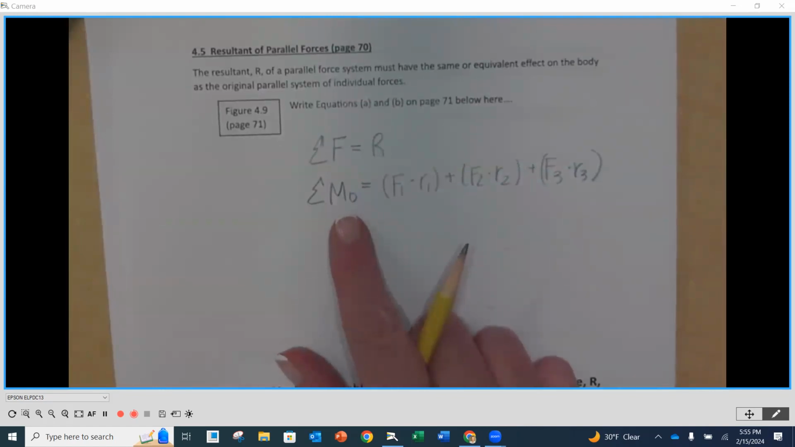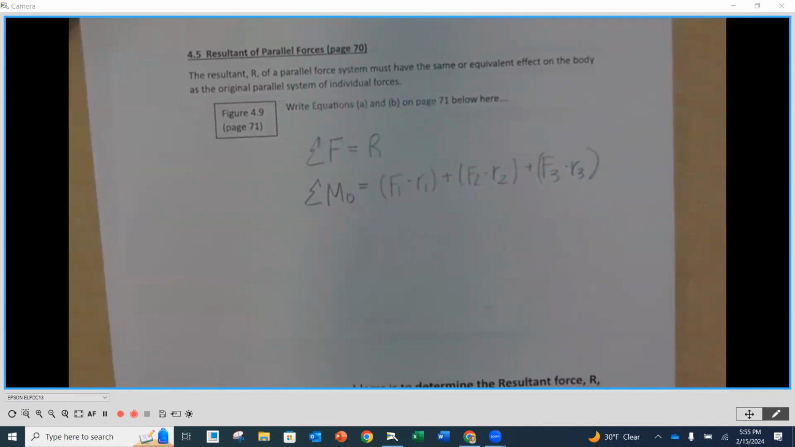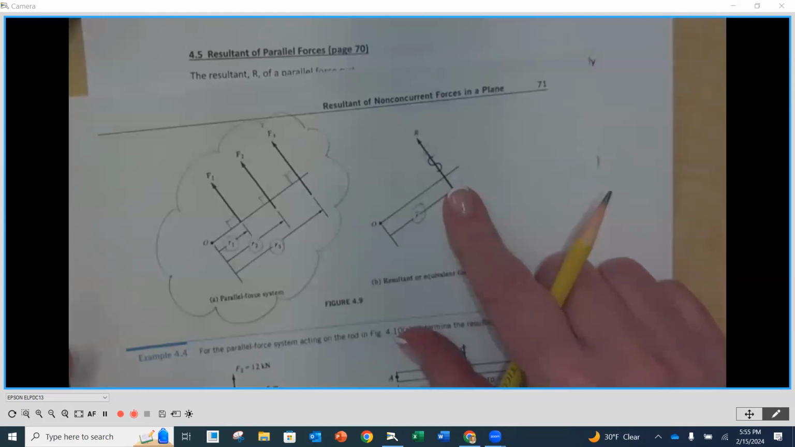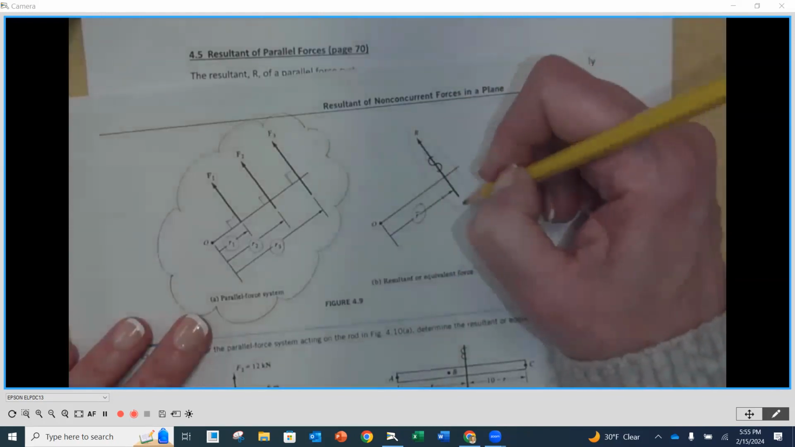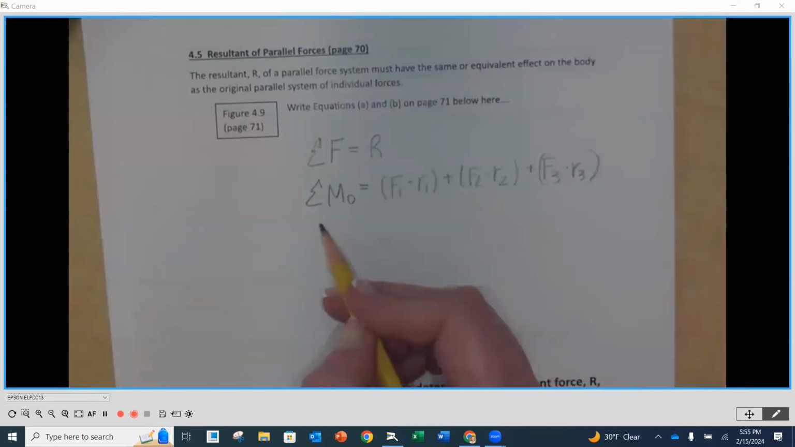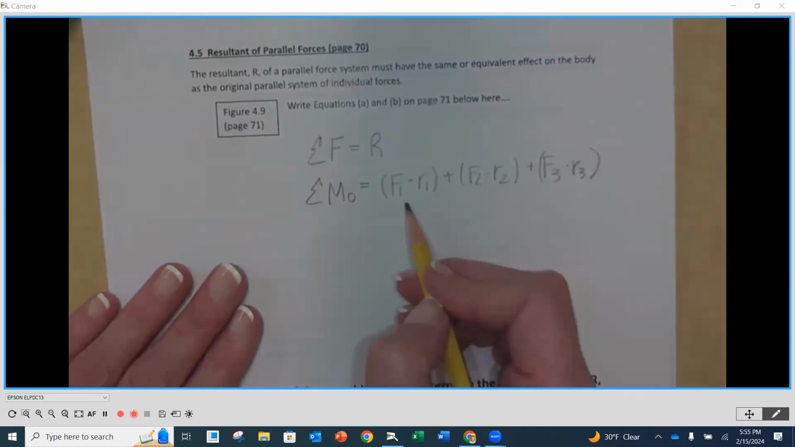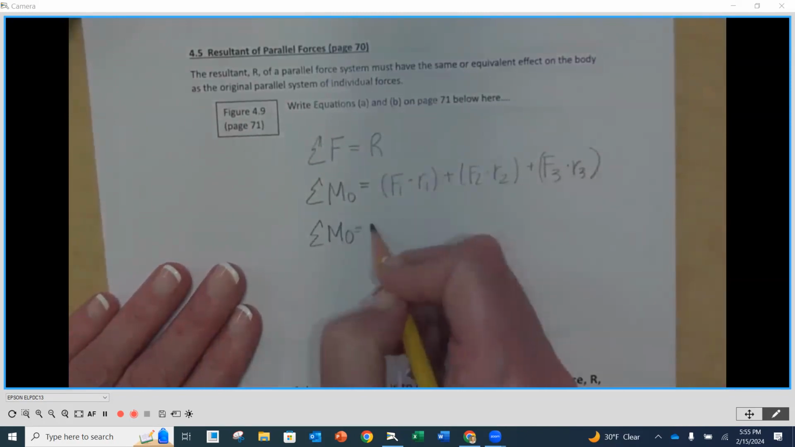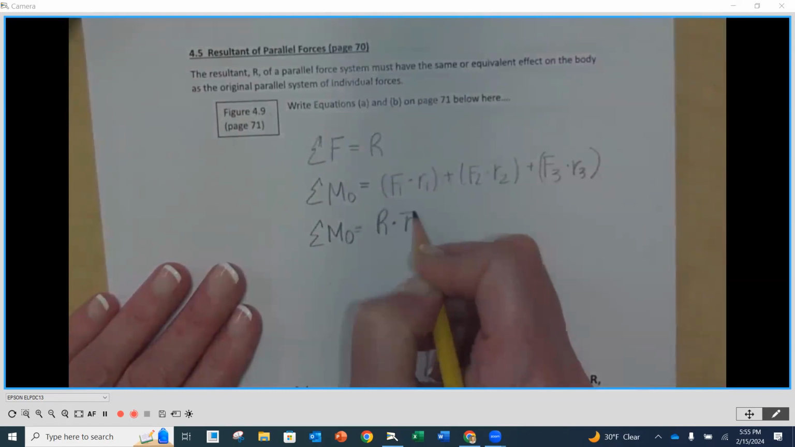Now, when we want to place our resultant, we want it to have the same rotation effect, so we take this resultant times this radius. Once we know the total moment of the individual forces, we can set that equal to the resultant times its R bar.